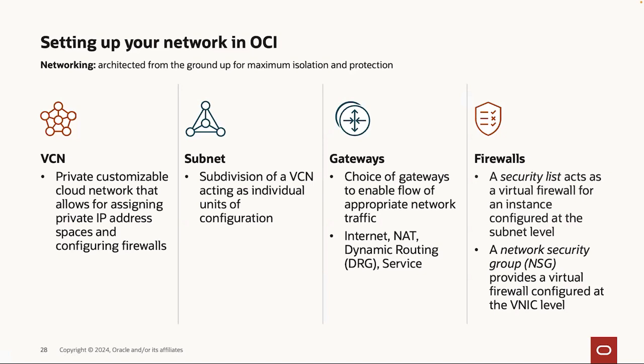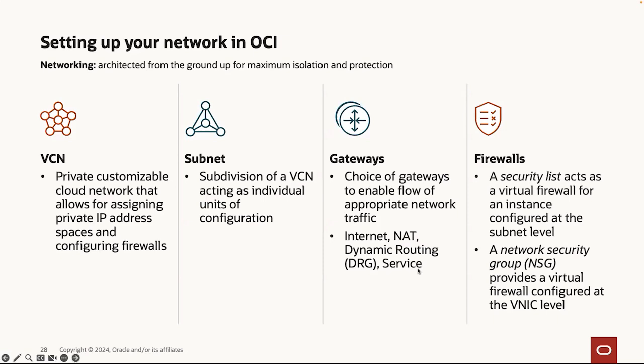Then, depending on the type of traffic that I want to enable to and from my network, there are different gateways I'll have at my disposal for those different use cases. So I'll have internet gateways, NAT gateways, dynamic routing gateways, and service gateways, all with their own unique use case. So internet gateway, inbound and outbound connections to the internet. NAT gateway, just outbound connections and receiving responses, but no inbound connections.